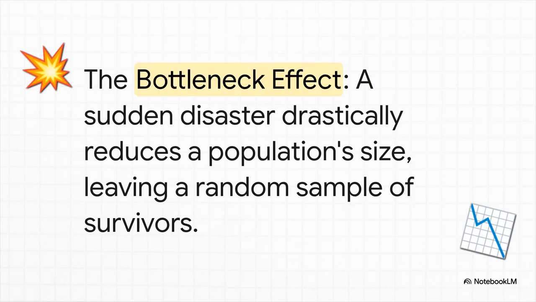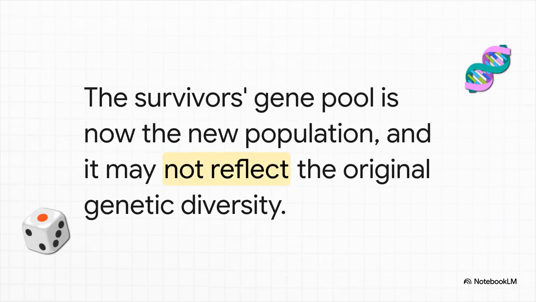The first one is called the bottleneck effect. Just picture a disaster, a wildfire, a flood, maybe a new disease that just wipes out most of a population. The few individuals who make it through are left to rebuild the entire population. But here's the thing, their combined gene pool is way smaller, and just by chance, it might look totally different from the original group. It's like having a bottle full of diverse marbles, and you shake it so only a few random, unrepresentative ones fall out.